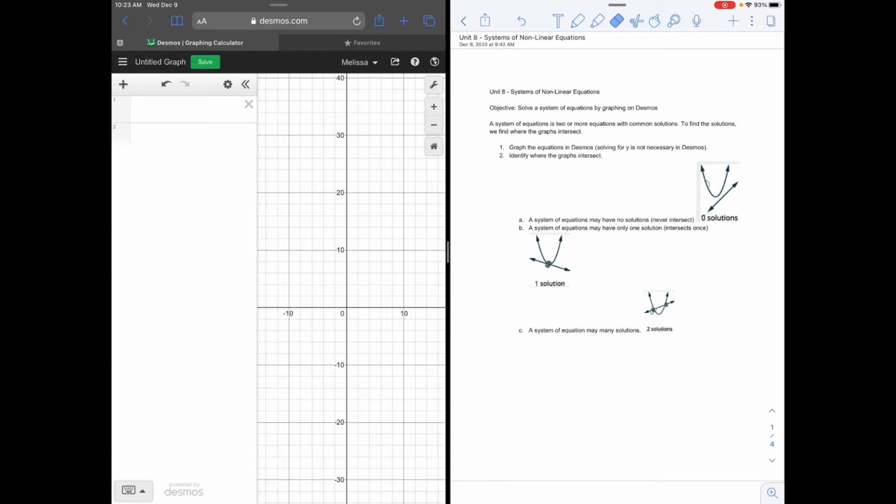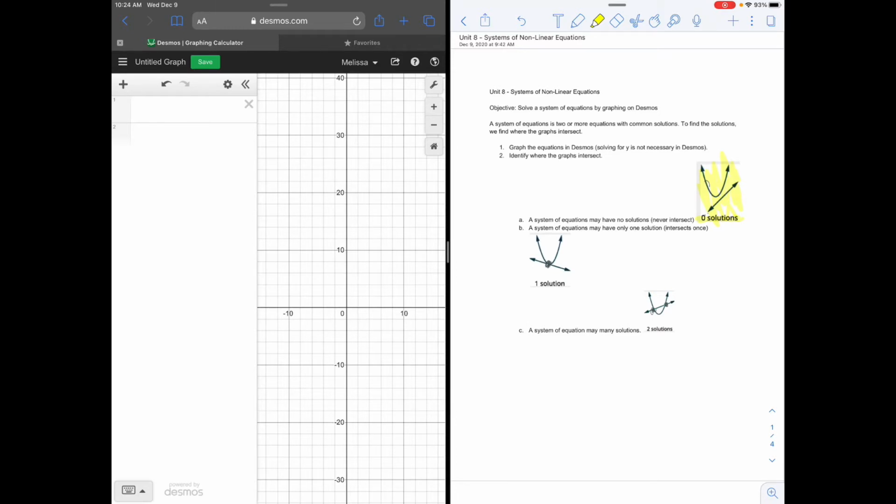What we're looking for is to graph each system on the same coordinate plane and see where the two equations intersect. That will be our solution. Sometimes when we graph in Desmos, we identify where it intersects. Sometimes we see, as in this first problem, that it never intersects. Notice that the two graphs never intersect, and when that happens, we say it has zero solutions.